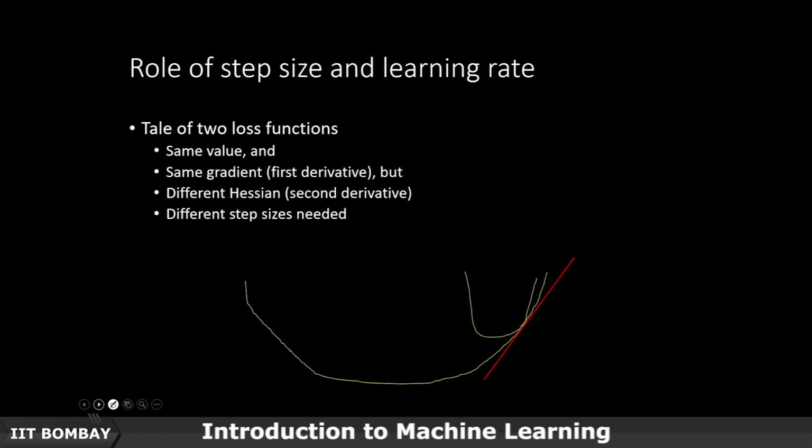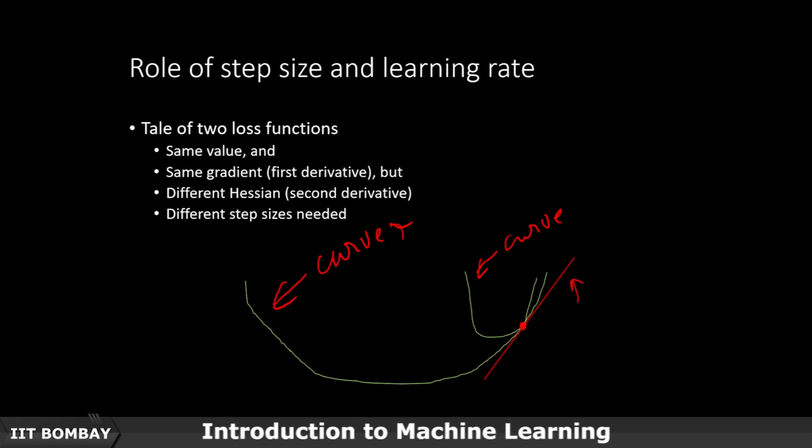So let's look at this role of step size a little bit more, because that is one of the things that we need to carefully set. Here I am showing two different green curves, and let's say these are two different loss curves, curve 1 and curve 2. These two curves share a point, and at that point not only the value of the loss function is the same, but also the gradient of the loss is the same.